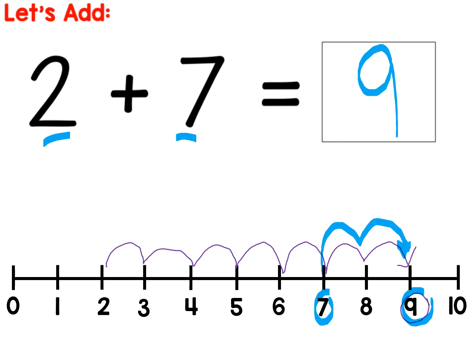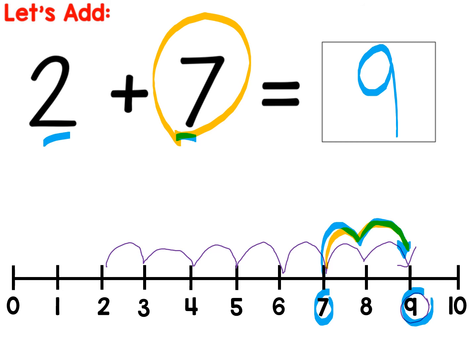But which way was more efficient or quicker and easier? It was much easier to only hop 2. That was a lot quicker than hopping 7. So when I do my counting on or my number line, I always start with the bigger addend.